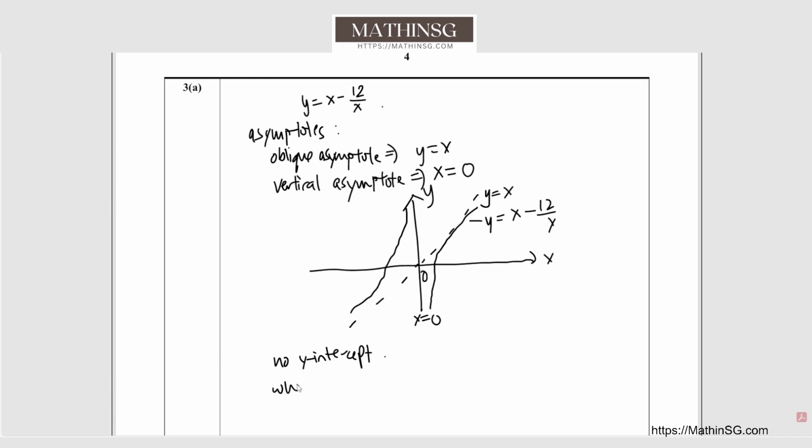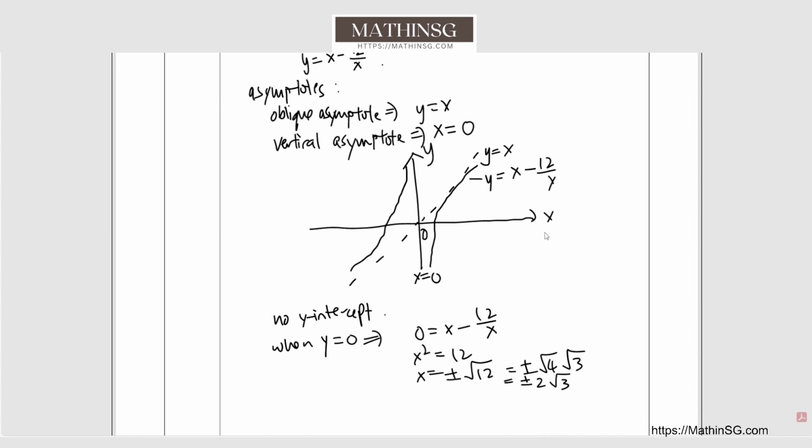So next, when y equals 0, we want to find the x-intercept, right? 0 equals x minus 12 over x. So x squared is equal to 12. X is equal to plus or minus square root 12. And we know that square root 12 can be rewritten as square root 4 times square root 3. And square root 4 is basically 2. So the x coordinates are this point here, 2 square root 3, 0, and this point here is negative 2 square root 3, 0. So we have drawn this curve here.